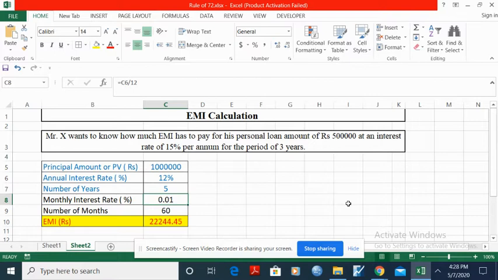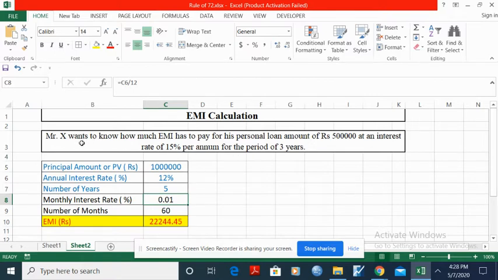In today's session, let's understand how to calculate EMI using Excel operations. Let's look at this illustrative example. Mr. X wants to know how much EMI he has to pay for his personal loan amount of 5 lakh rupees at an interest rate of 15 percent per annum for a period of 3 years.